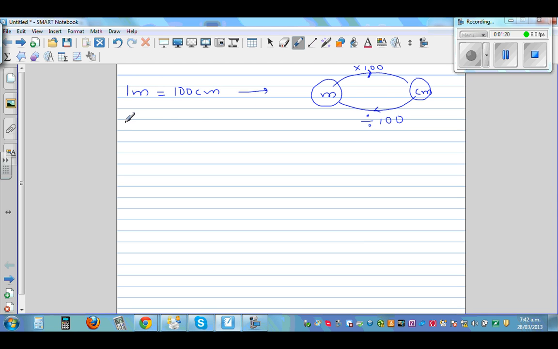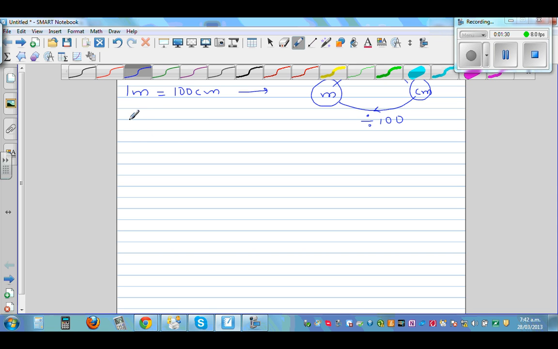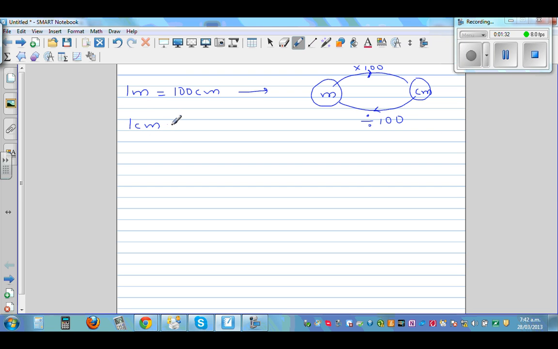Now, 1 meter is also how many millimeters? Before that, let me write centimeter first. 1 centimeter is 10 millimeters. From this you can make up the rest. From centimeters to millimeters, the same logic: the number is 10 times bigger, so you multiply by 10.